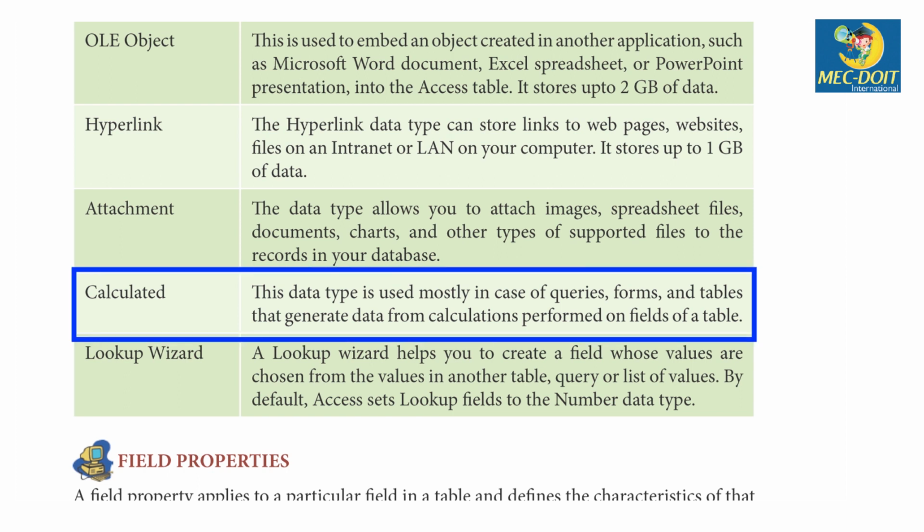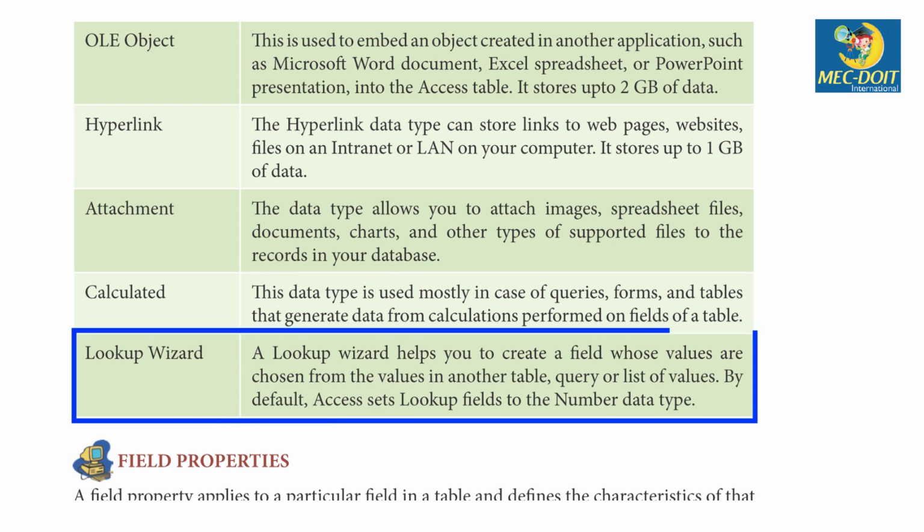Calculated: this data type is used mostly in queries, forms, and tables that generate data from calculations performed on fields of a table. Lookup Wizard: a lookup wizard helps you to create a field whose values are chosen from the values in another table, query, or list of values. By default, Access sets a lookup field to the number data type.